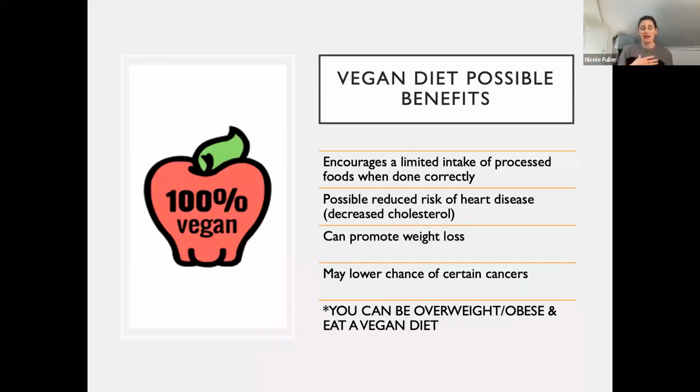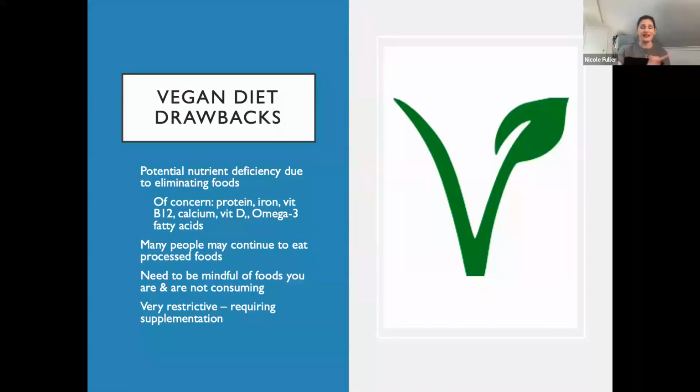If you eat the way that it's intended, it could possibly reduce your risk of heart disease by decreasing your cholesterol, promoting weight loss, which is also beneficial to your heart. And if you eat a diet rich in plant foods, it may have the benefit of lowering your chance of certain cancers. Again, when it's done correctly. Some of the drawbacks: potential nutrient deficiencies, because you're eliminating many food groups, anything animal based.